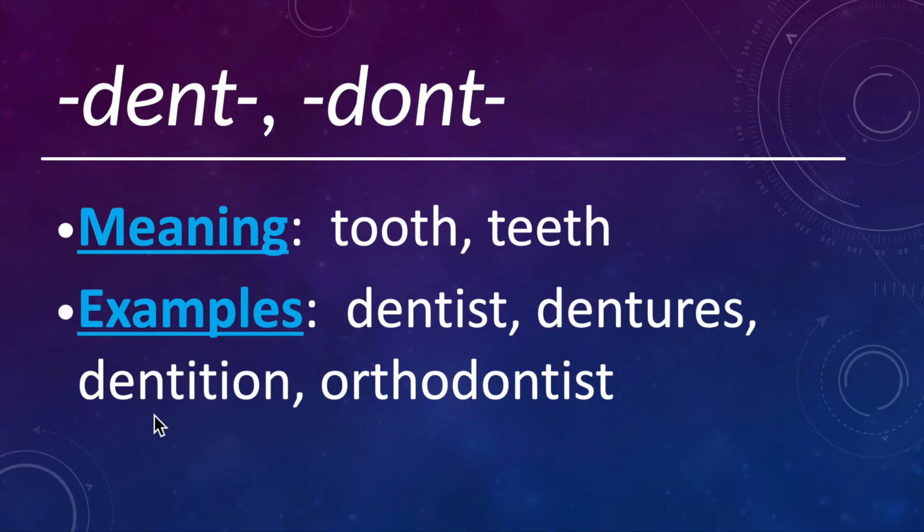Dentition refers to the number and the pattern of teeth, like are there incisors, are there molars, premolars, are there canine teeth, etc. So dentition refers to the number and the type of teeth that an organism has, and it's actually used to identify and classify different organisms. And then an orthodontist, ortho means straight, dont means teeth. So it's a doctor that basically straightens out your teeth, basically puts braces on.